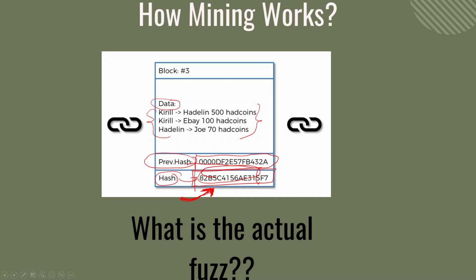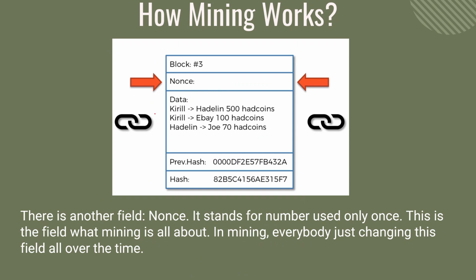Until now, we have discussed that a block has these three values. But there is a new thing in a block of a blockchain, which is called nonce. What is nonce? Let's find out. So there is another field, nonce. It stands for number used only once. This is the field where mining is all about. In mining, everybody is just changing this field all the time.